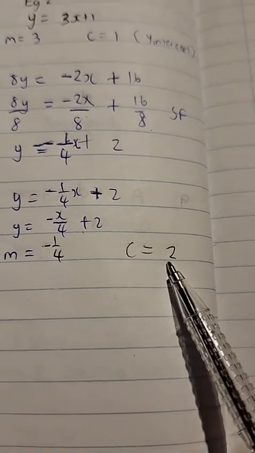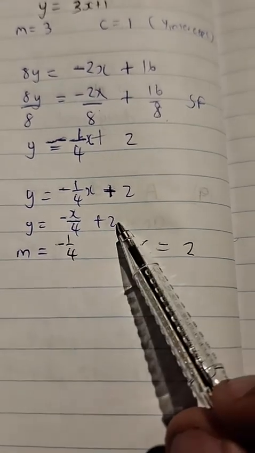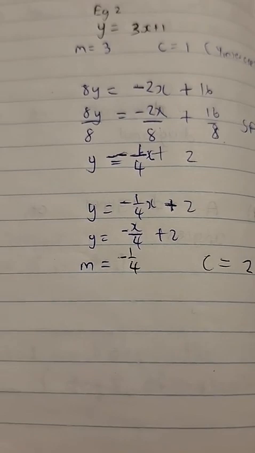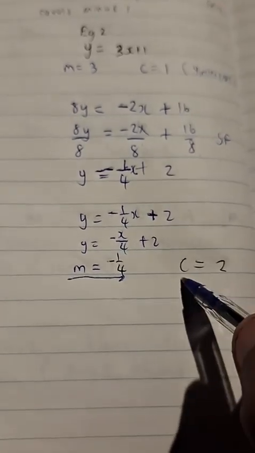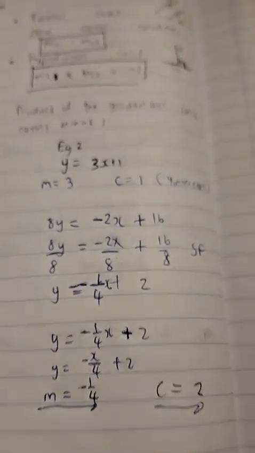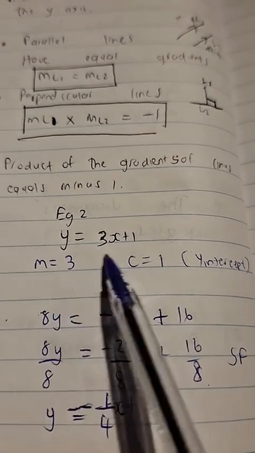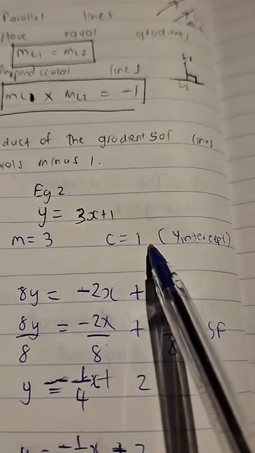And then my c value, that's simple. The c value is a positive value. It's 2, so the c value is a positive 2. Okay, and that's that. That wasn't too hard, was it? Remember, when we had the equation in standard form, we can read the gradient. The gradient here was 3, the y-intercept was positive 1.